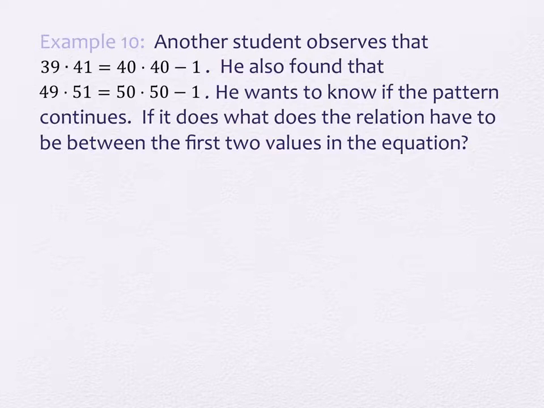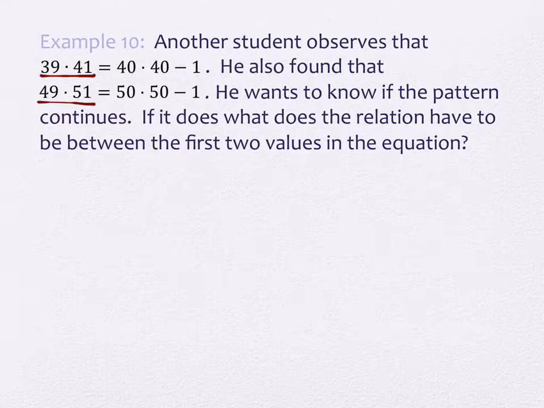And so they want to know if the pattern continues. And if it continues, what is the relationship that has to exist between the first 2 values in the equation for this to actually work? So take a look first at the kinds of values that they're picking. Can you sort of see what they mean by a pattern to continue? Tell me what relationship you notice between the 2 values that they're choosing on the left-hand side, the ones that I've underlined.